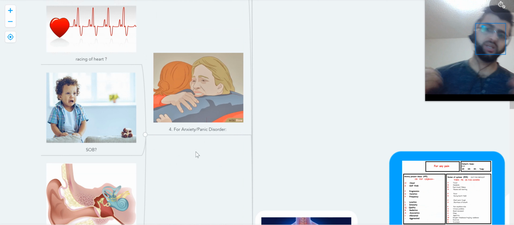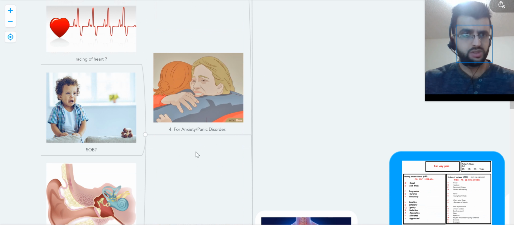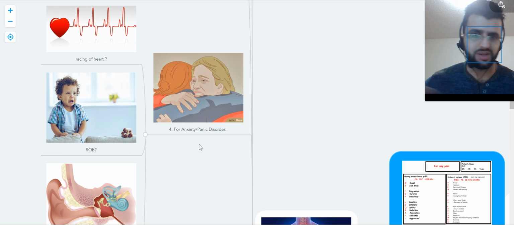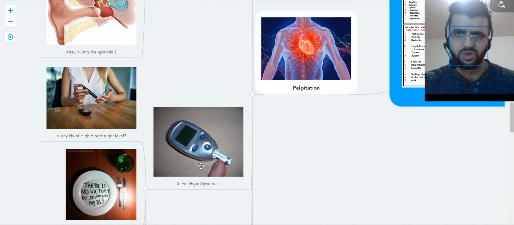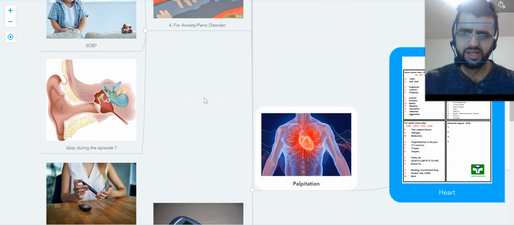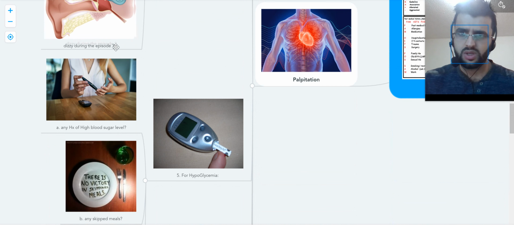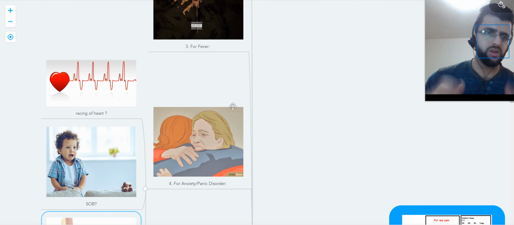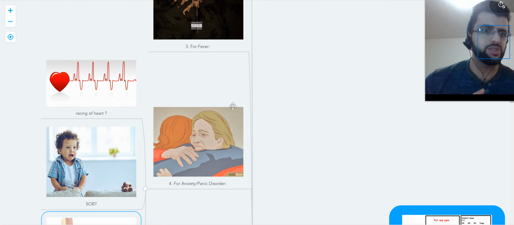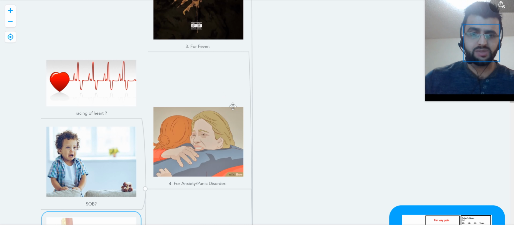For anxiety and panic attack, this is important, it could cause palpitation or heart racing. So you tell them, do you notice any racing of the heart, any difficulty breathing? Any dizziness when you have these episodes? For anxiety panic attack, is it when they are in crowded places? You ask them, is there any situation that triggers these palpitations?